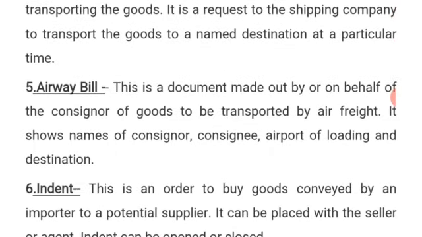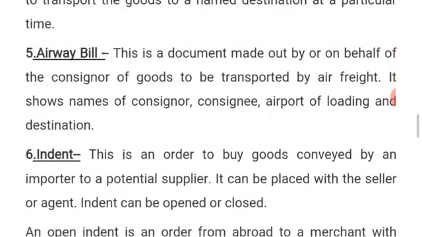So another one, here will be number 5. This has to do with only air transportation. This is a document made out by or on behalf of the consignor of goods to be transported by air freight. So when we say consignor, it is the principal.